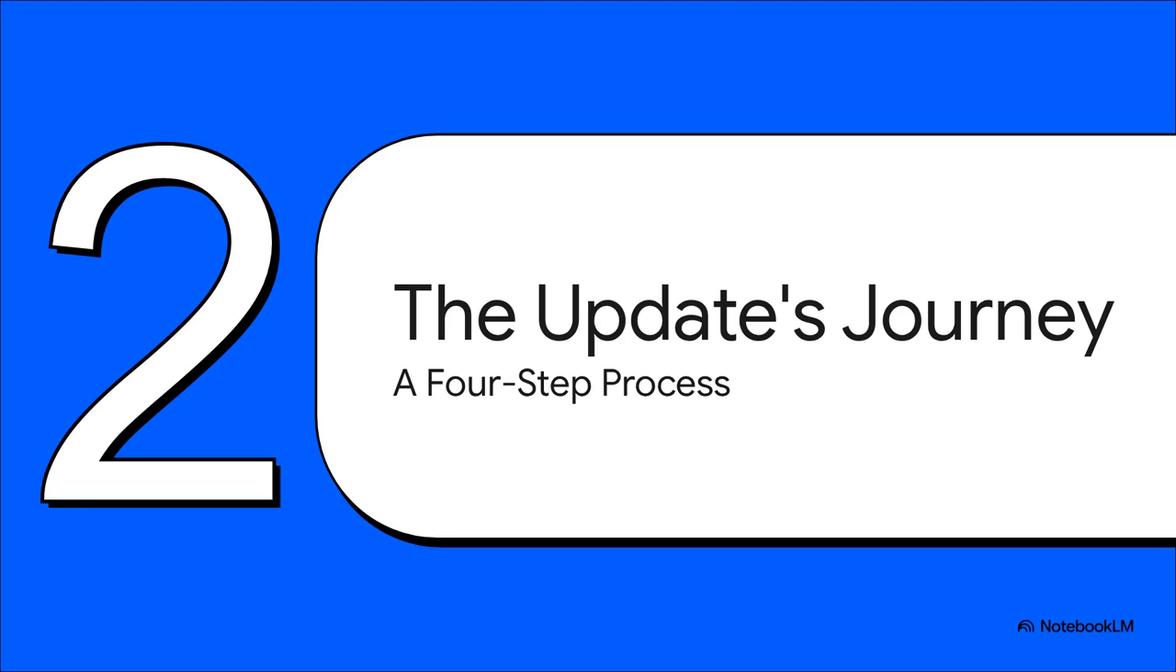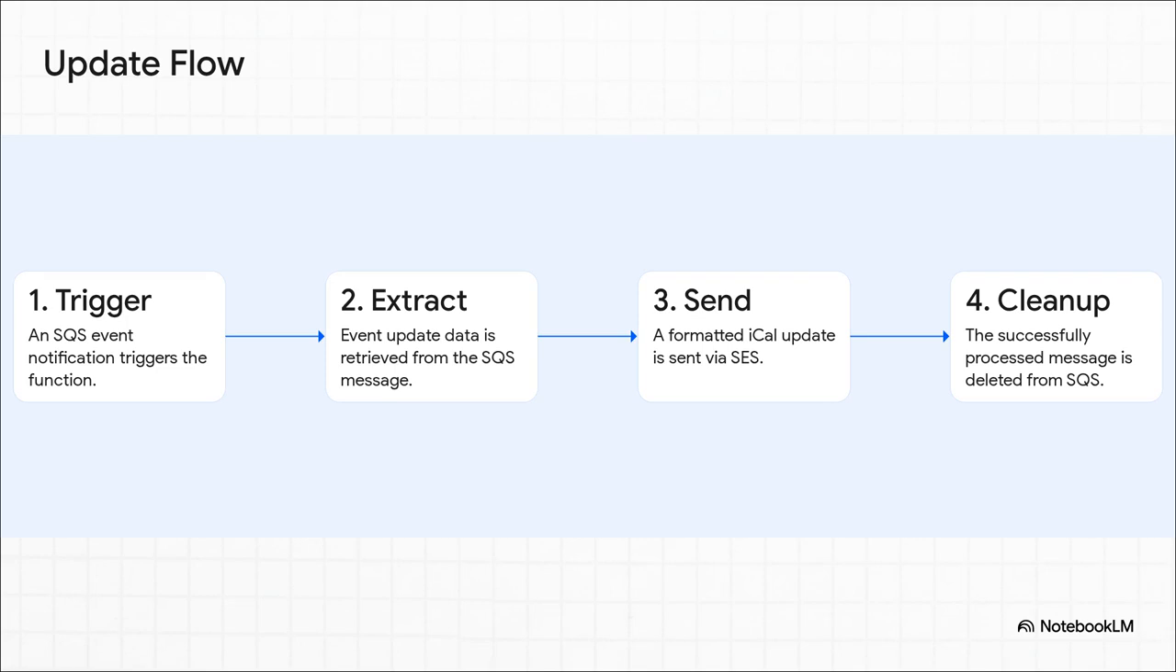And how does it work? Well, it's not just one single action. It's actually a super quick and efficient four-step journey that every update has to take to get from the organizer's click all the way to your calendar. Okay, so this journey has 4 simple steps. First, there's a trigger. That's the update request coming in. Second, the system extracts all the new details. Third, it sends out a brand new iCal invite by email. And fourth, and this is super important, it does a cleanup, deleting the original request so you don't get duplicates. Simple, right? But incredibly effective.